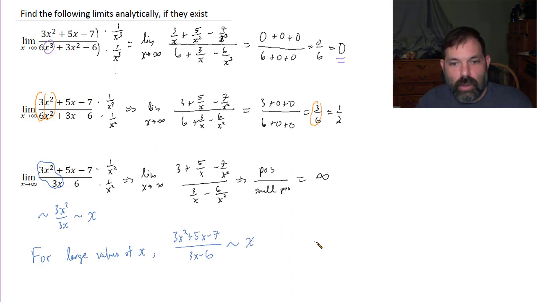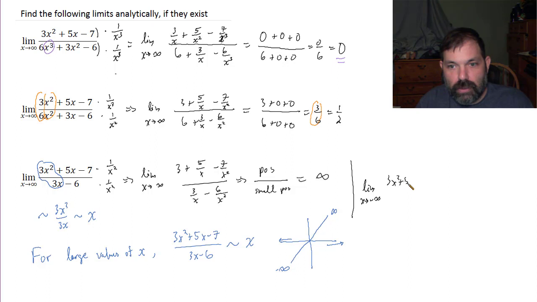And so if we think of the curve x, well, that's just a line. As I move far to the right, positive infinity. If I move far to the left, negative infinity. So what that's also telling me is that if I was to change this up a little bit, and I said, what's the limit with x approaching negative infinity of (3x squared plus 5x minus 7) over (3x minus 6)? That limit is negative infinity.